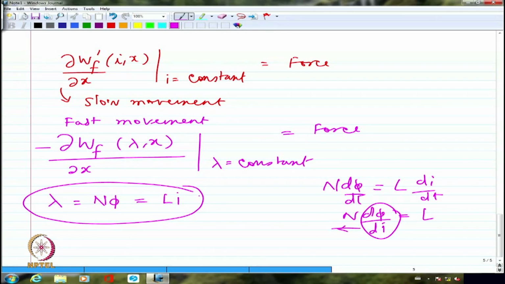So now we will look at the linear system, where we are going to look at all the quantities in terms of linearized magnetization characteristics, where we are going to assume n phi is equal to Li or lambda equal to Li. Thank you.